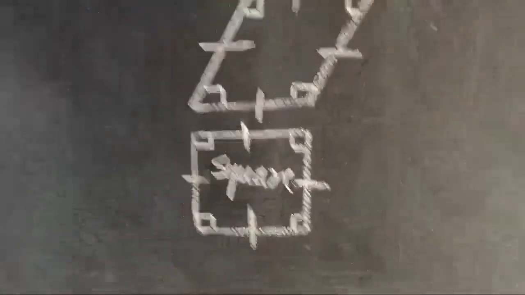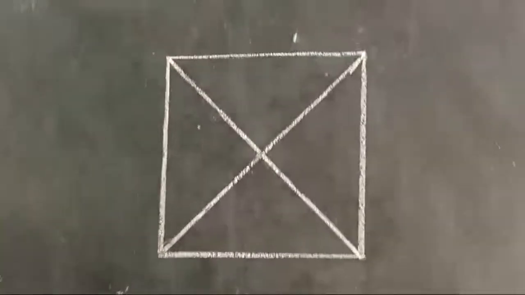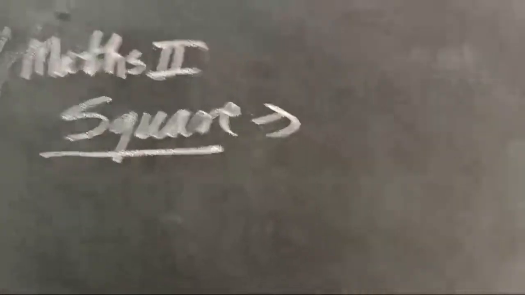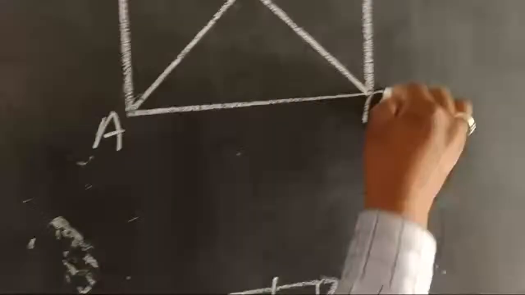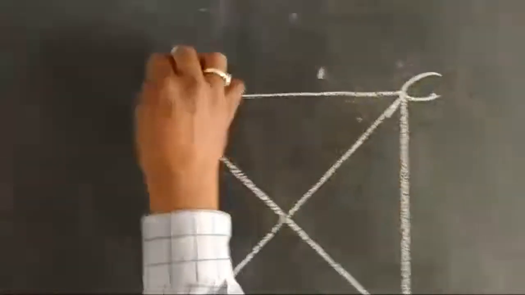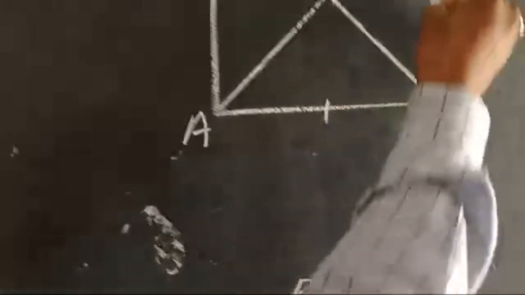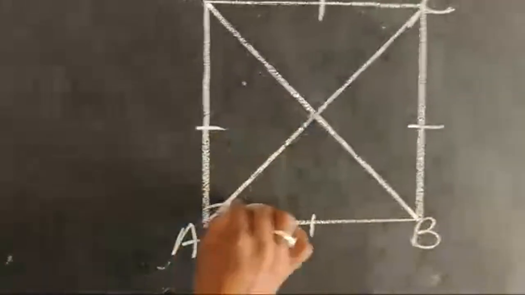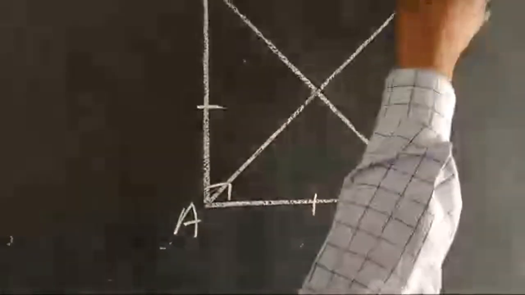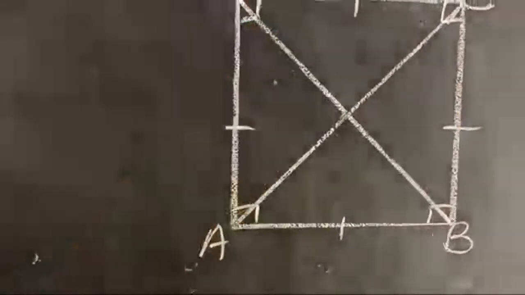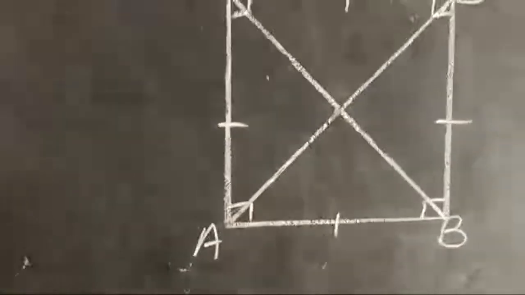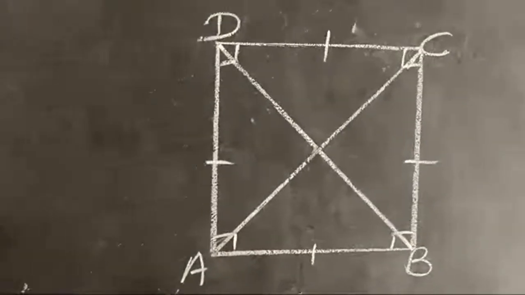That figure we draw here. Write down: next quadrilateral is square. Quadrilateral ABCD is a square. Definition of square.